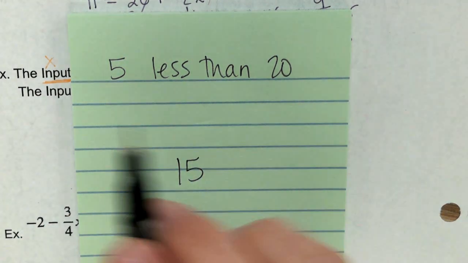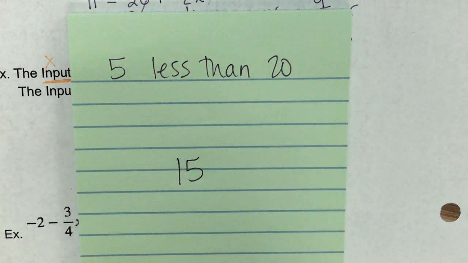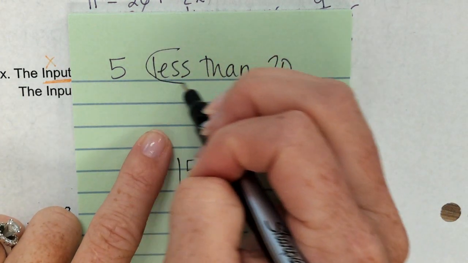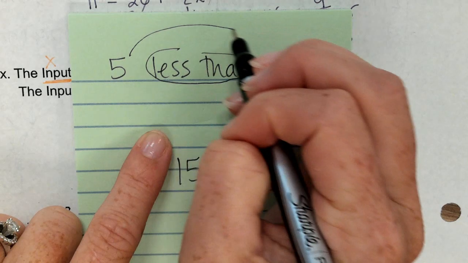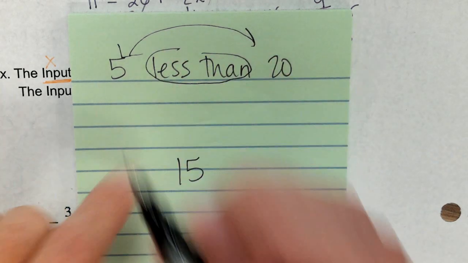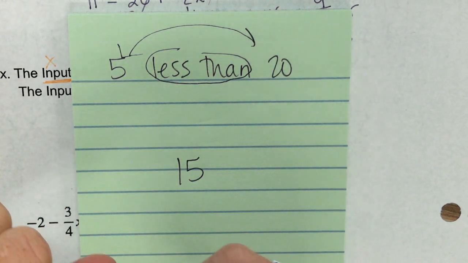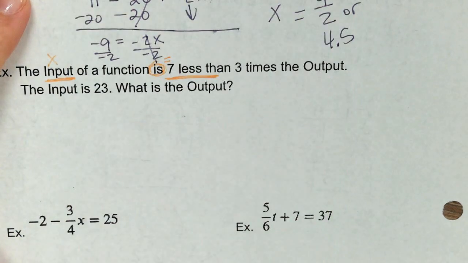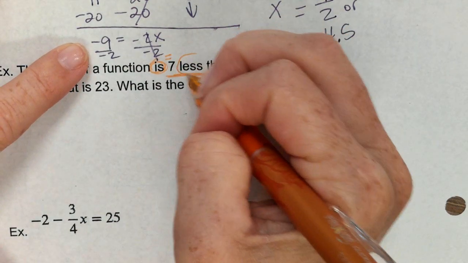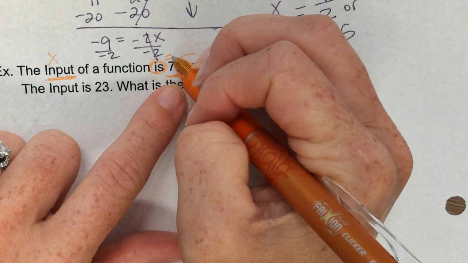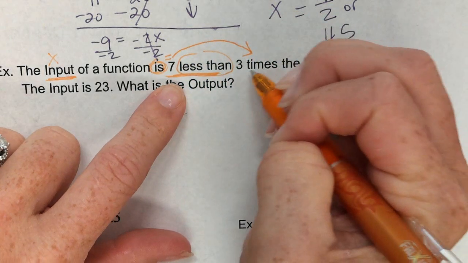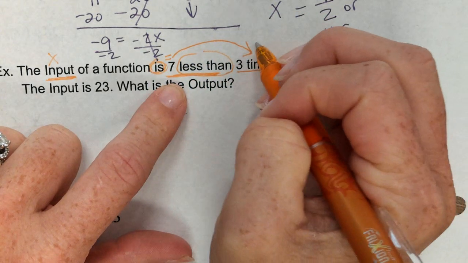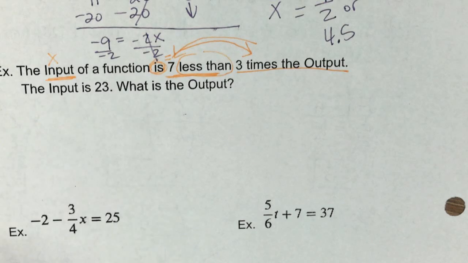Now ask yourself, did I do 5 minus 20 or did I do 20 minus 5? So when you see the words less than, guess what? They have to switch spots. Does that make sense? Okay, so right here, I see less than. So this 7 is going to go to the back, and whatever's back here is going to go to the front.